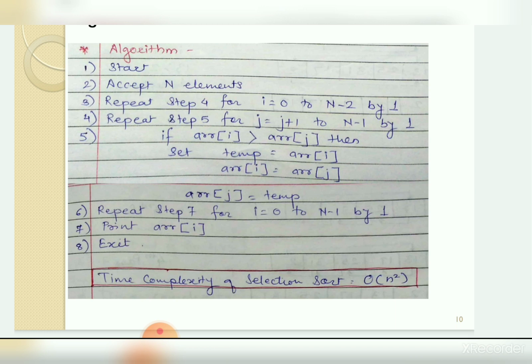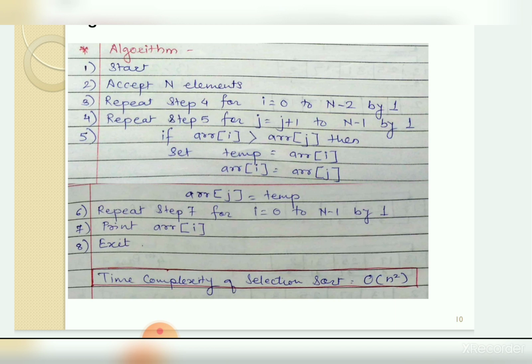Array of I greater than or equal to array of j. We are comparing these two elements, which are just next to the first one, so we have to do the swapping. The number of steps are the same, only the logic is different. Which numbers we are going to compare, only that part is different. Otherwise the algorithm is quite the same.